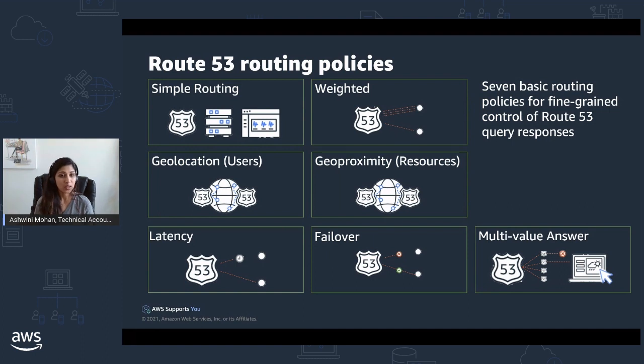And the next one is our failover routing policy, which is a commonly used one, which lets customers route traffic to a resource when the resource is healthy, or to a different resource when the first one, that is your primary resource, is unhealthy.